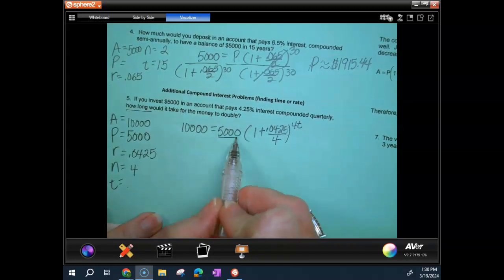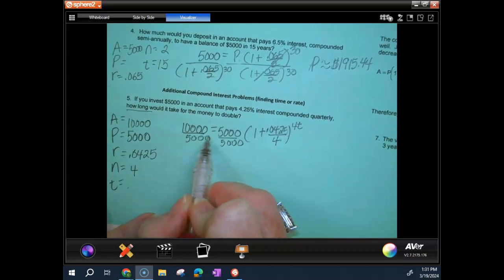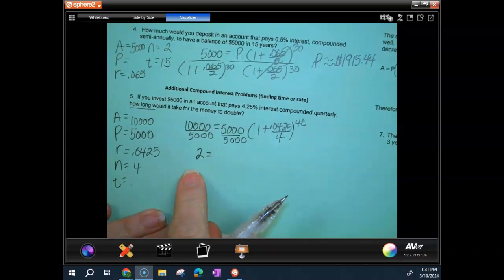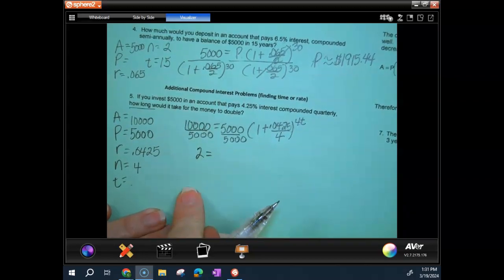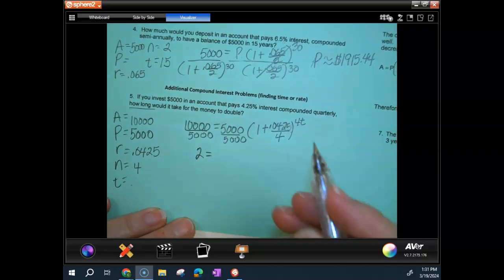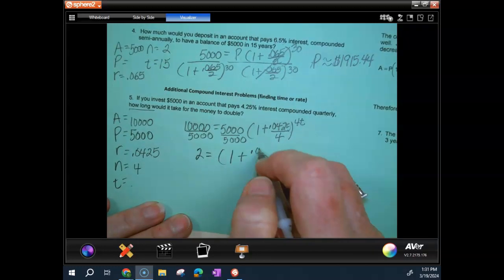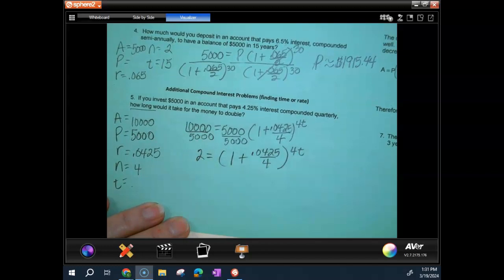Next, I'm going to divide by the 5,000. And when I get that, it's double. What number is here? 2. If it said triple, what number would end up here? 3. What if I said I cut it in half? What number would be here? A 1/2, right? A fraction. Okay, so now over here, I have 1 plus 0.0425 over 4 raised to the 4t.